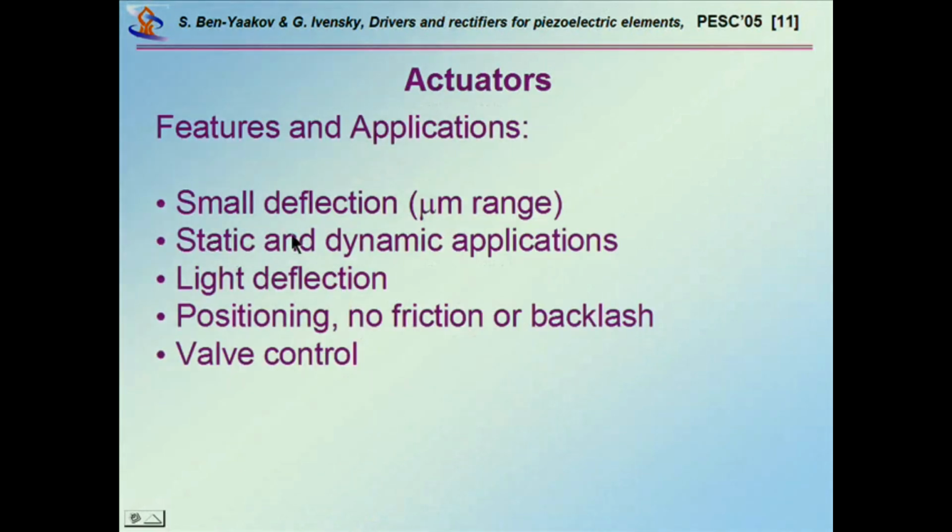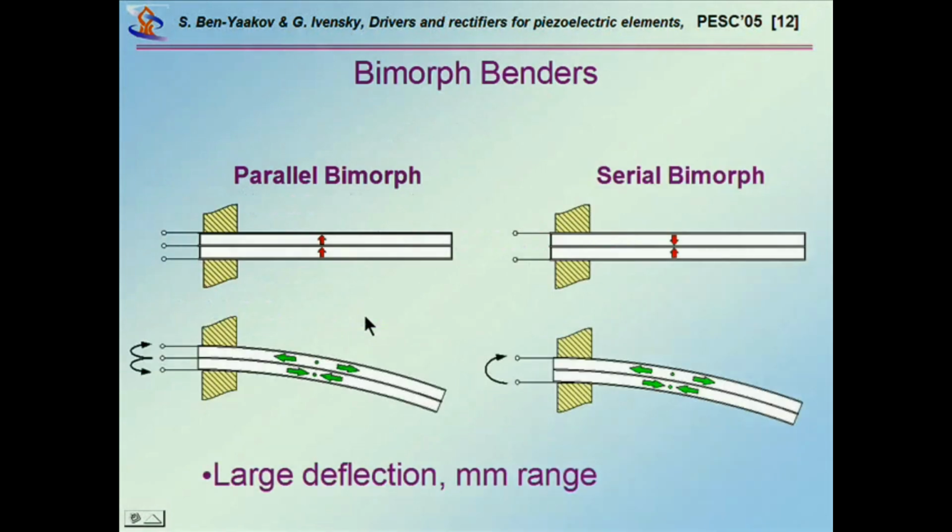These are used for positioning, small deflection. We get around the micrometer range of movement. The thing is that it is very fine movement. It can be used both for static and dynamic cases, that is to move or position something very accurately. It's been used for light deflection, positioning of stages in electro-optics. And the main advantage is there's no friction or backlash because the movement is really very, very fine. And of course, it's been used in valve control.